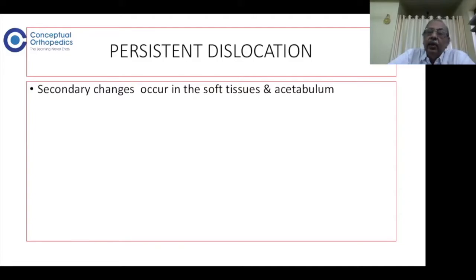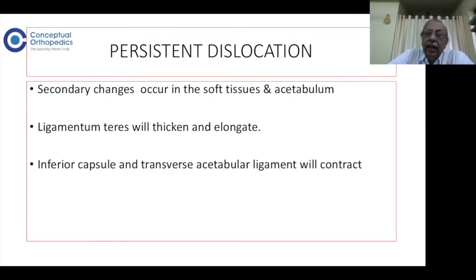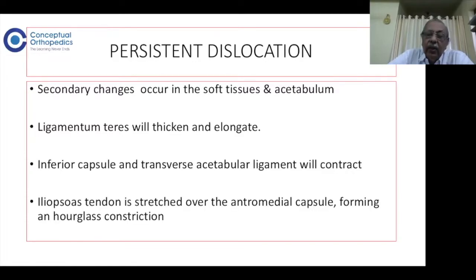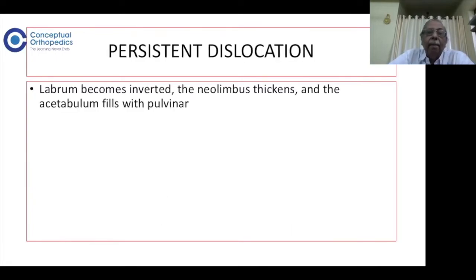Secondary changes occur in the soft tissues and in the acetabulum. The ligamentum teres thickens and elongates. The inferior capsule and the transverse acetabular ligament will contract. The iliopsoas tendon is stretched over the anteromedial capsule, forming an hourglass constriction. Later, the labrum becomes inverted. The neolimbus thickens and the acetabulum is filled with pulvinar.